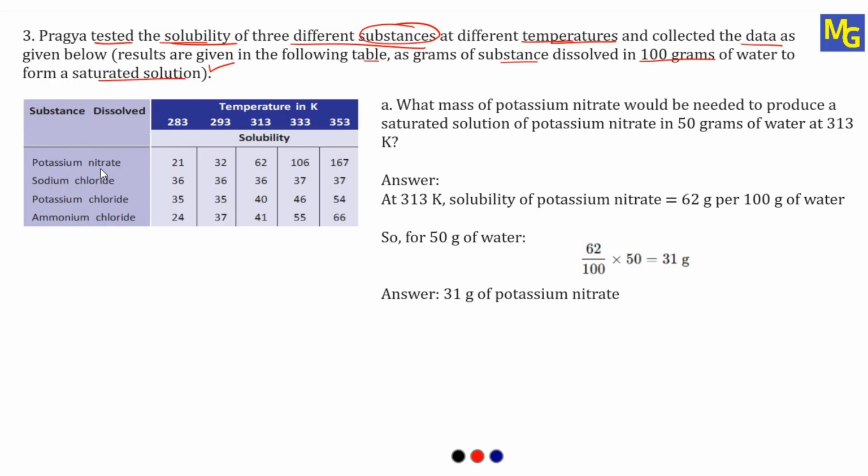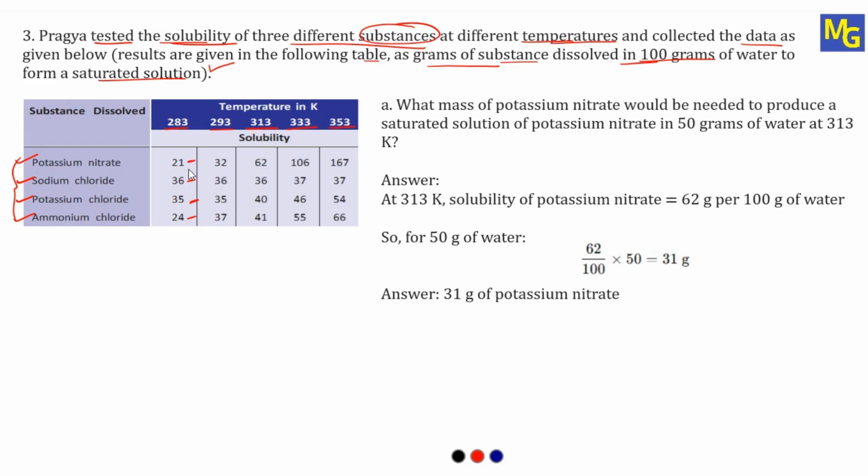Now see, this is the table and she has taken four substances: potassium nitrate, sodium chloride, potassium chloride and ammonium chloride, and here there are different temperatures. So she has checked solubility at 283 Kelvin, 293 Kelvin, 313 Kelvin, 333 Kelvin and 353 Kelvin. So these are the substances here and these are the temperatures. At 283, the solubility of potassium nitrate was 21, sodium chloride 36, potassium chloride 35, ammonium chloride 24. So what are these 21, 36, 35 and 24? These are the results given in the table as grams of substances dissolved in 100 grams of water.